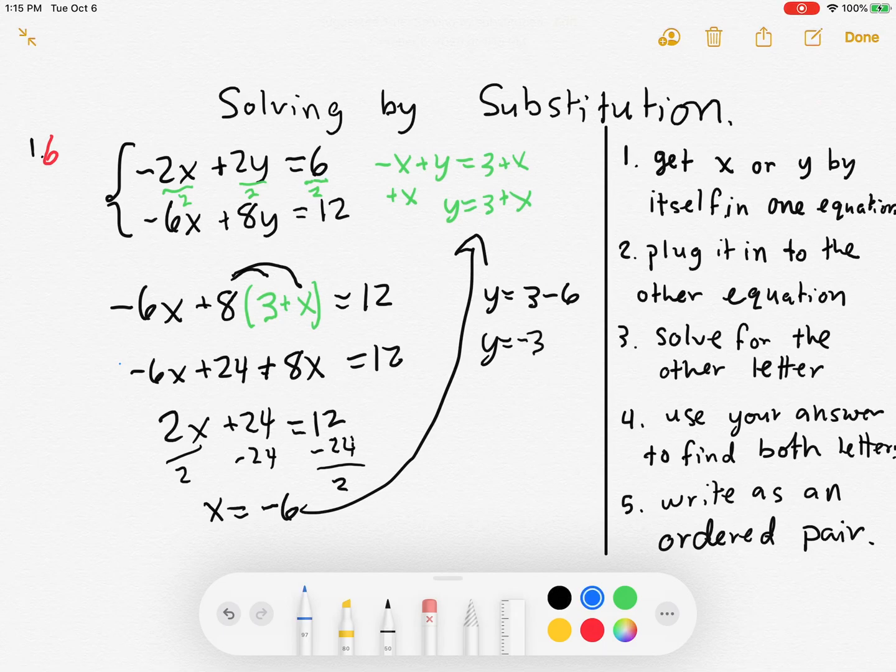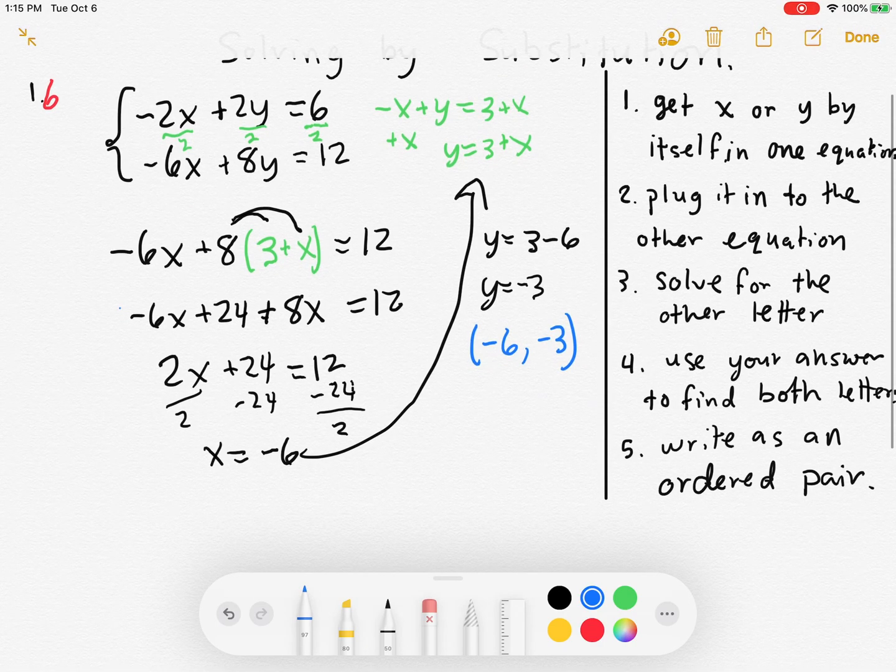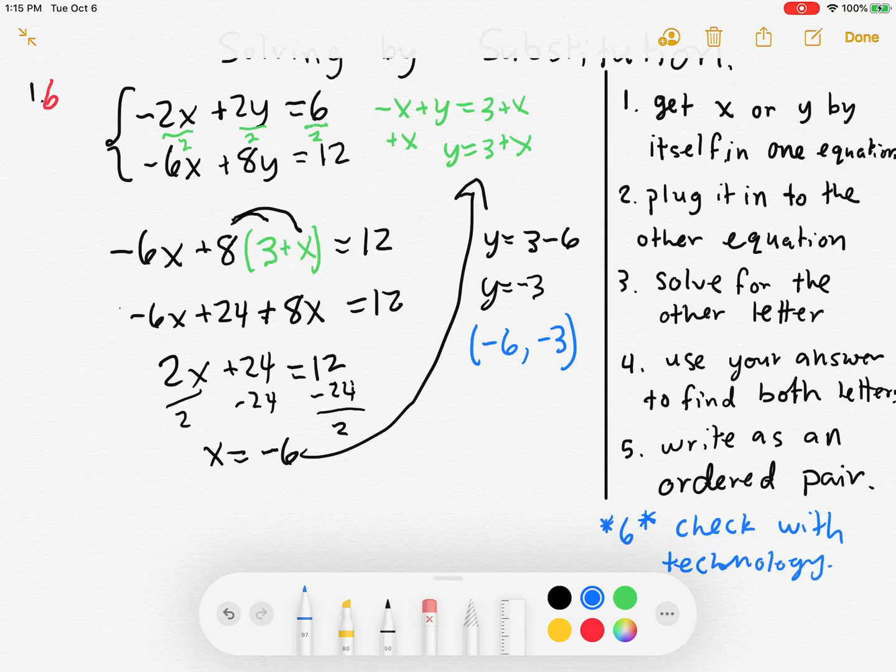Last step, write as an ordered pair. So negative 6, negative 3 is our answer. I'm going to add in one last step to these steps really quick. I'm going to say an unofficial 6th step. Check your answer with technology. Just plug it into Desmos or your calculator and just make sure that you're on the right track. Other than that, let me know if you have any questions.